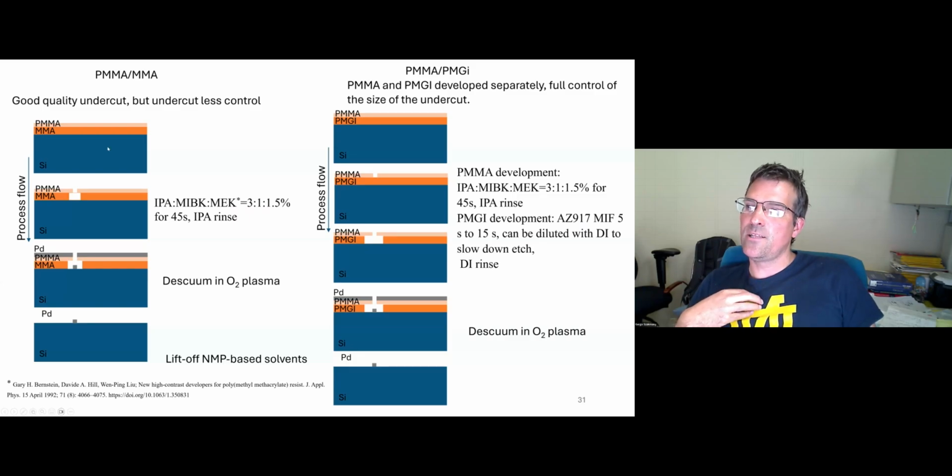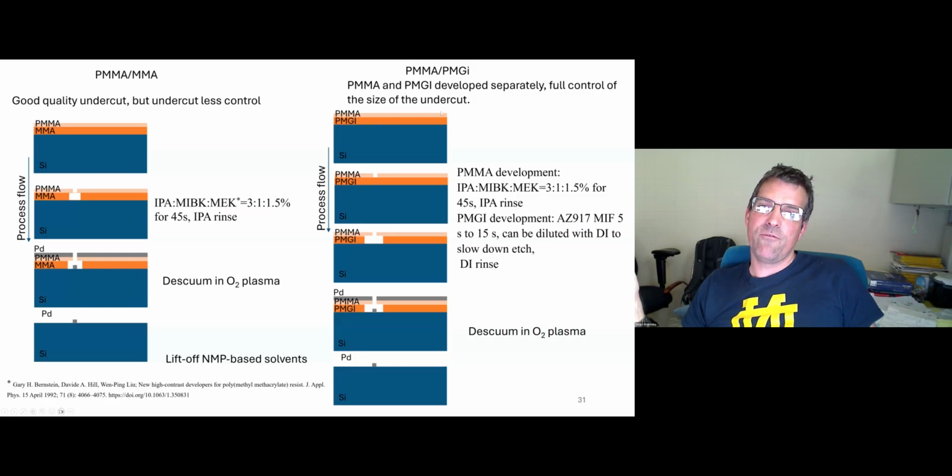The only downside of using PMMA and MMA is that you develop both resists at the same time, and you don't have much control over the undercut. The MMA has a fixed molecular weight, and you cannot really control how much the undercut is.